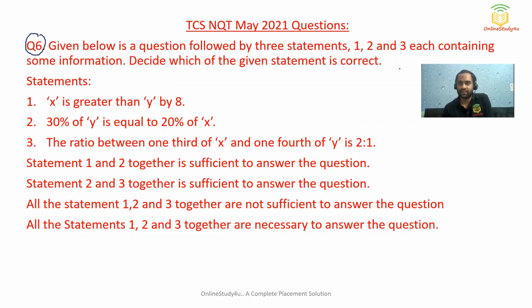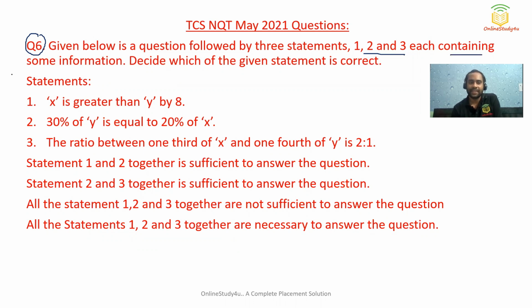Now question number 6 is a data sufficiency problem. Given below is a question followed by 3 statements, 1, 2 and 3, each containing some information. Decide which of the given statements is correct. Now, x is greater than y by 8, so x will be equal to y plus 8.